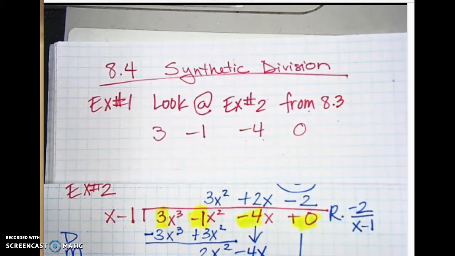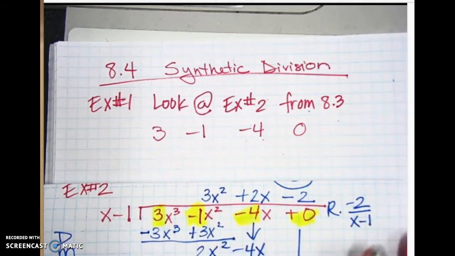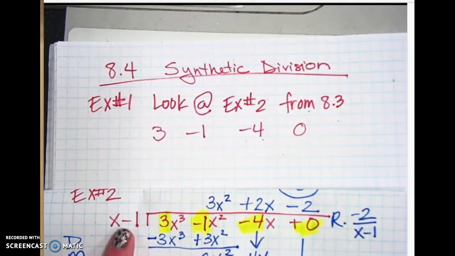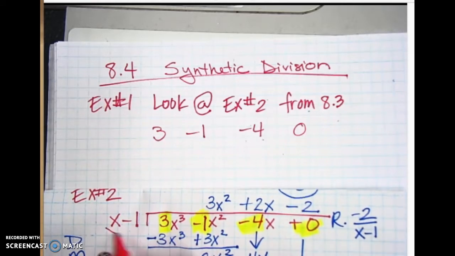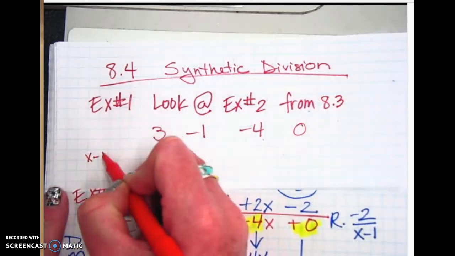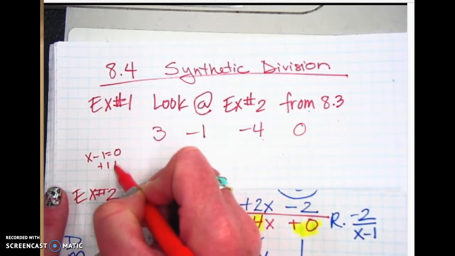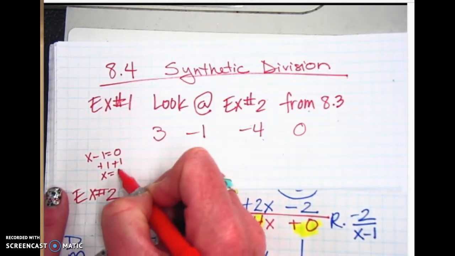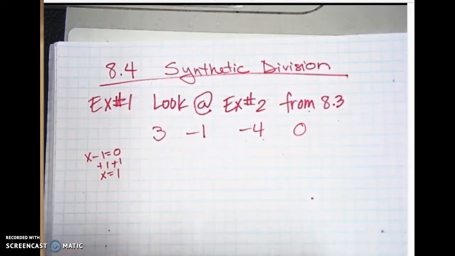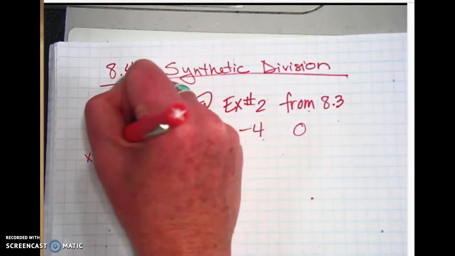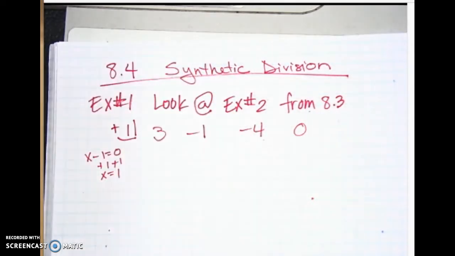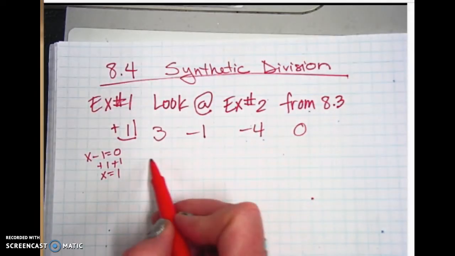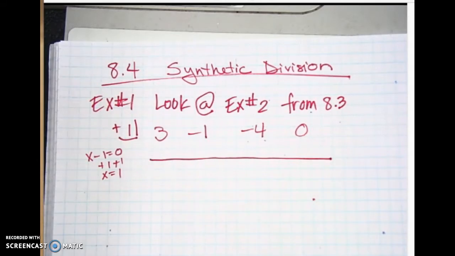Okay? And we're going to perform synthetic division on it by finding the solution here. So if you were dividing by x minus 1, we set that equal to 0 and add 1 to both sides. The solution is 1, right? So we're going to use 1, or even if it helps you, write +1. Okay? Then you're going to draw a line like this.